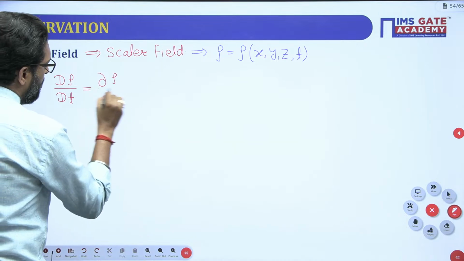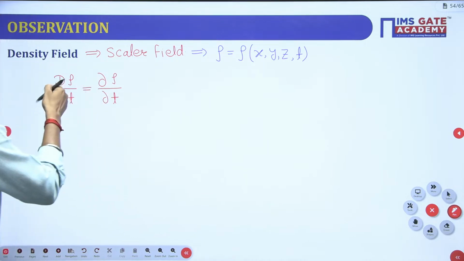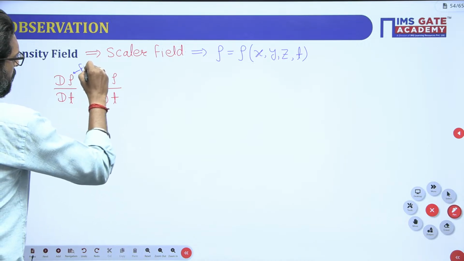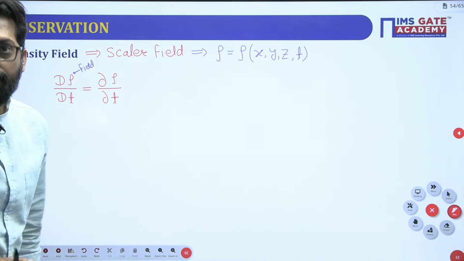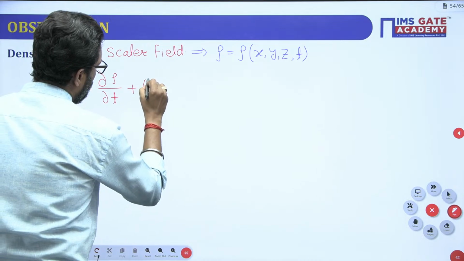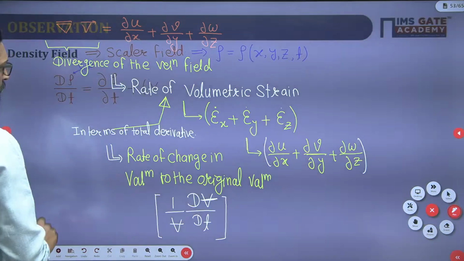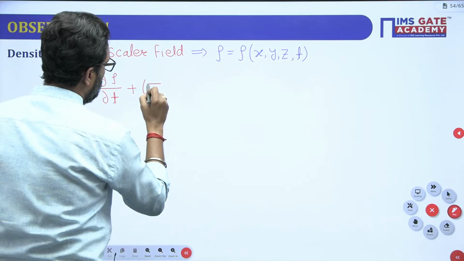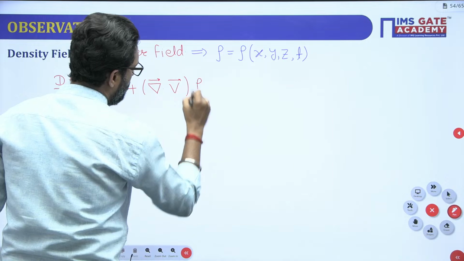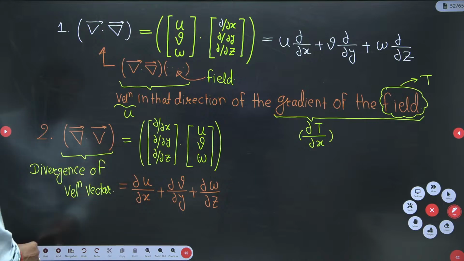D rho by dt is the steady term, the local term. So this is for the field, okay? This is for the field, my dear. So plus, now here del dot v. What is that? See, here we have to write v dot del, not del dot v. Here we have to write v dot del on any vector field or scalar field like density. This is your operator.